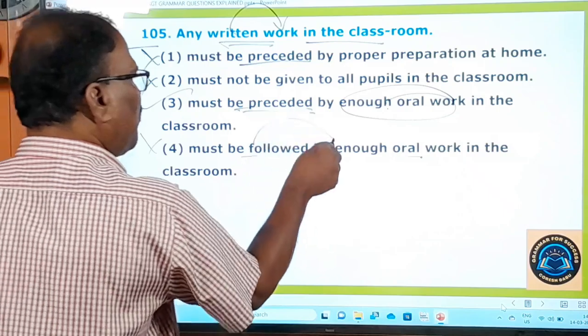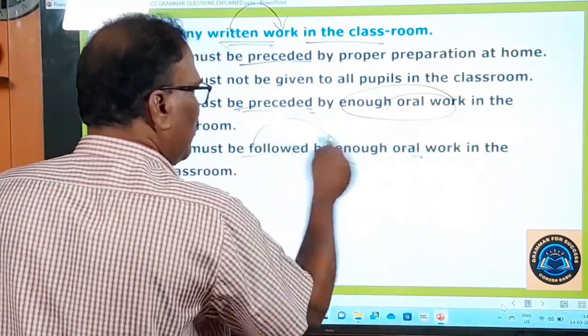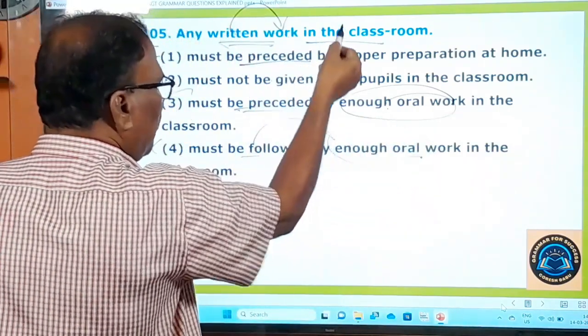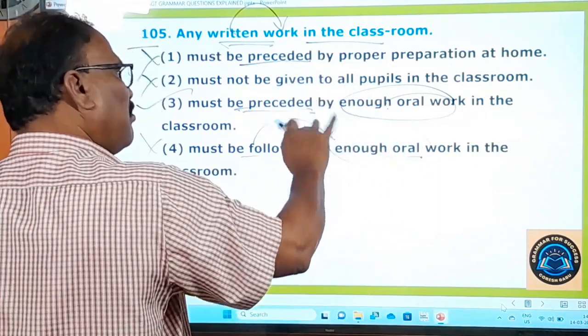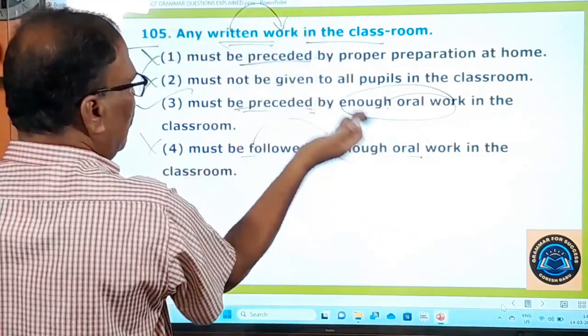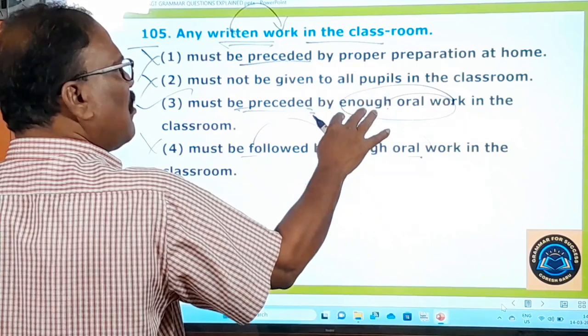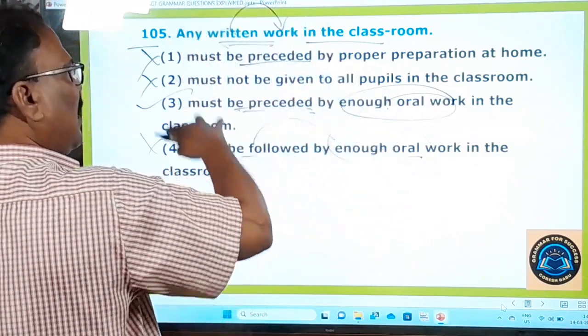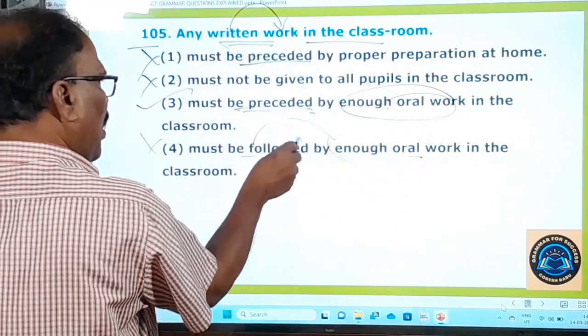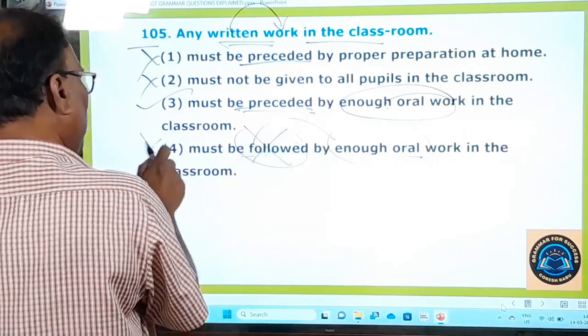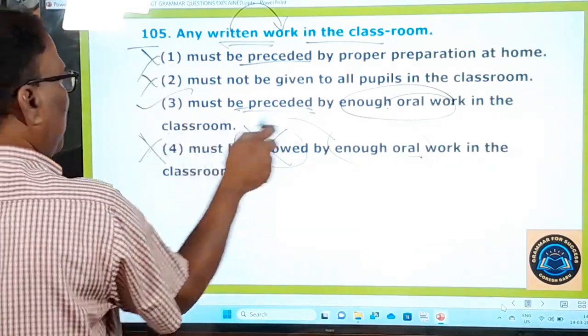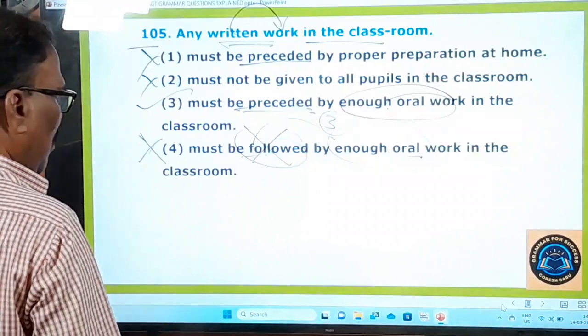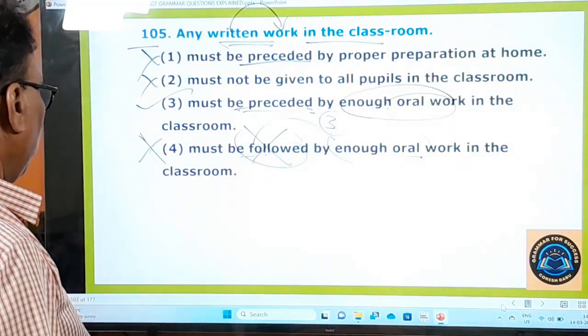And the fourth one says must be followed by enough oral work. No, must be followed means after the written work, oral work. No. Only after the oral work should written work be given, not after the written work, oral work. So here it is followed. So that's why this is wrong. First one, second one, fourth one are wrong. Only the third one is the right one. And now let's move on to the next question.